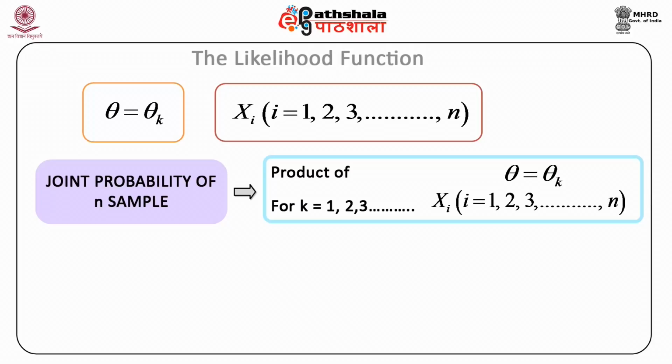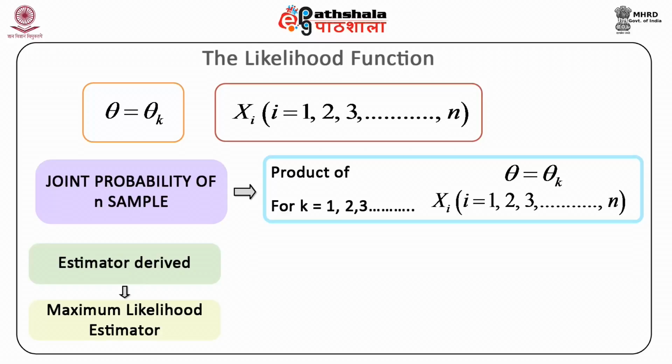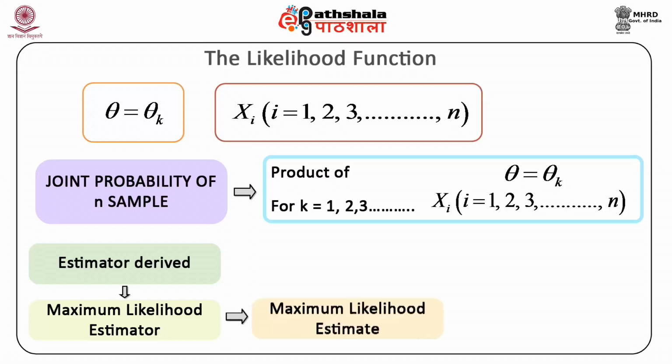Now this search process can, however, be tedious and time consuming. We can instead take the help of calculus to derive a formula for the estimator and then use the sample data to arrive at an estimate of the parameter value. The estimator so derived is the maximum likelihood estimator, and the estimate is called the maximum likelihood estimate.